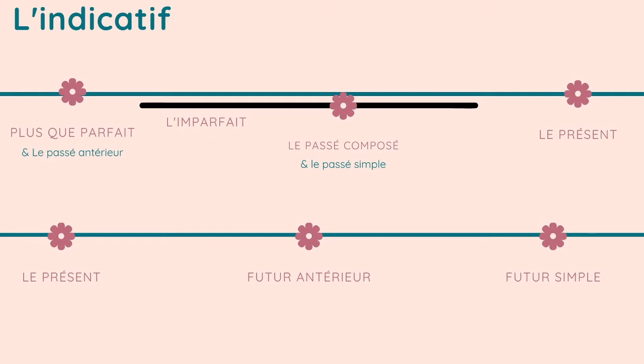Now, if we talk about the future, we're going to have the futur simple. And if I'm talking about something that's going to happen, but I want to specify that something will happen before that main event, I'm going to use le futur antérieur. So futur antérieur works a bit like le plus-que-parfait. So when I'm talking about an action, past or future, and I want to go back in the past, I'm going to use those two tenses.